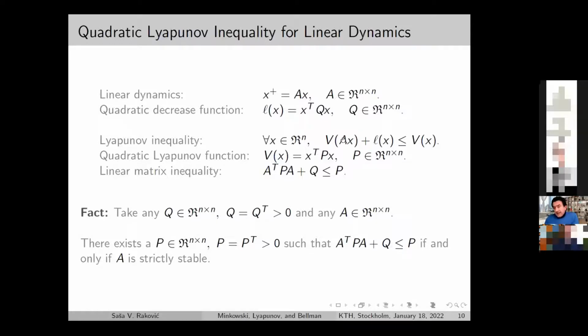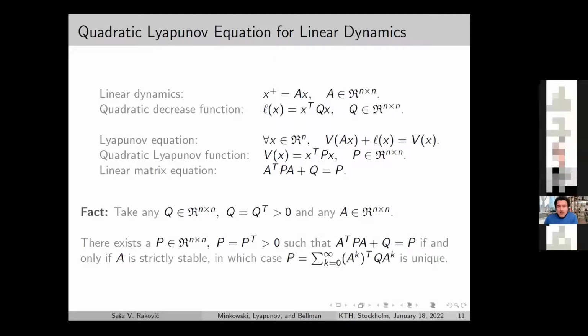Now, in the quadratic case, you have a sum of two quadratics, and you are comparing it to another quadratic. What you obtain is a linear matrix inequality. And this is a well-known and fundamental object in stability theory for linear dynamics. The basic fact here is: if you take any Q which is positive definite and symmetric, and you take any matrix A, you can find a positive definite and symmetric P solving the linear matrix inequality, that is, solving the quadratic Lyapunov inequality, if and only if matrix A is strictly stable. So this links the stability of the matrix, or of this linear dynamics, and the existence of a suitable quadratic function in an if and only if manner, and that's what's important.